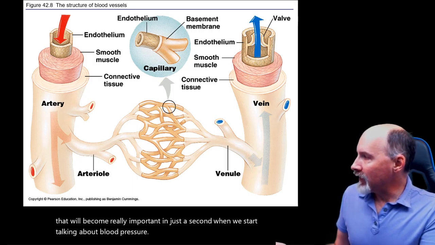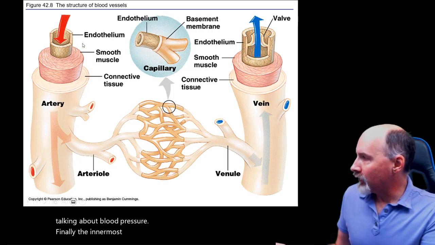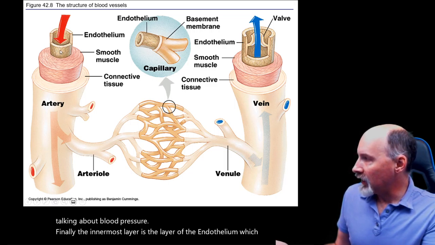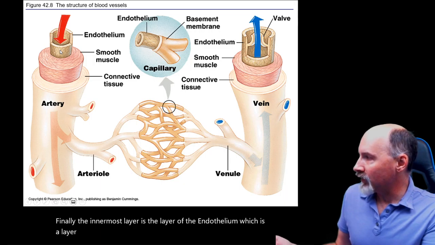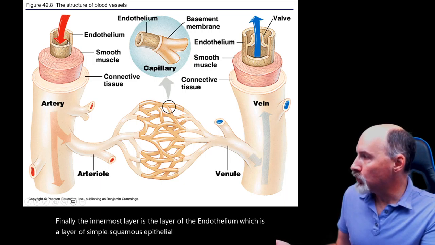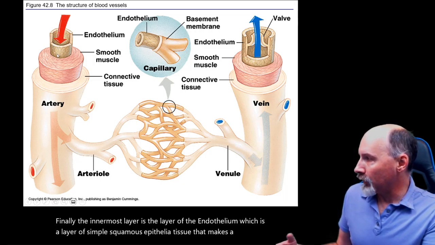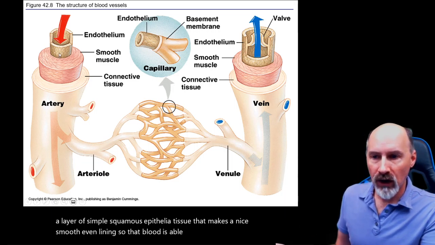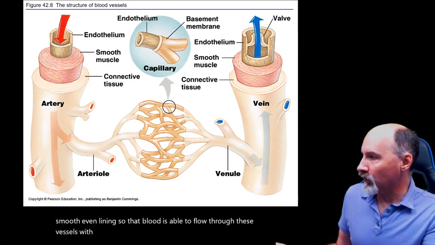All right. Finally, the innermost layer is the layer of the endothelium, which is a layer of simple squamous epithelial tissue that makes a nice, smooth, even lining so that blood is able to flow through these vessels with reduced levels of friction.